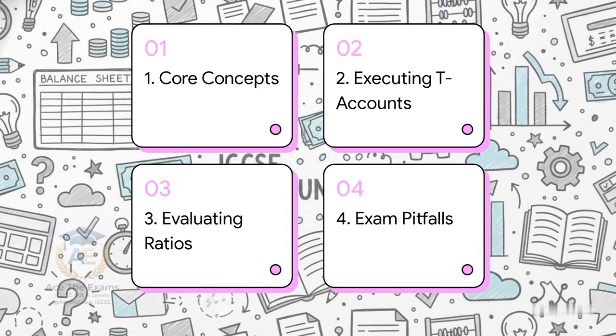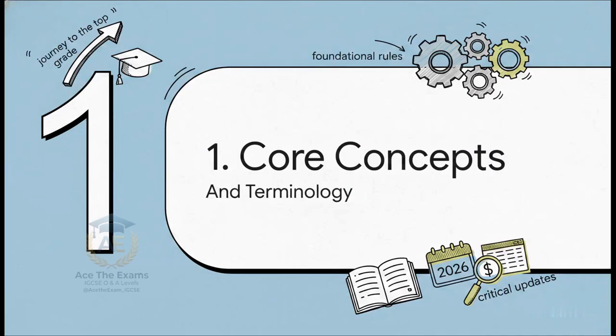Here is our clear 4-part roadmap for today to help reduce that exam anxiety. 1. Core concepts and terminology. 2. Executing the T account. 3. Evaluating ratios and profit. And 4. Avoiding common exam pitfalls. Right, let's jump straight into Section 1, Core Concepts and Terminology.